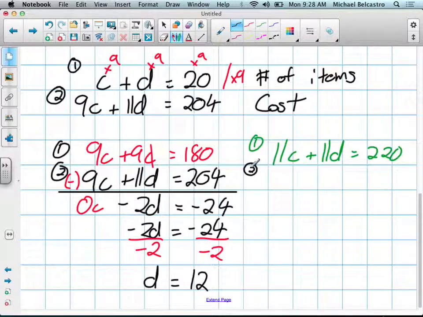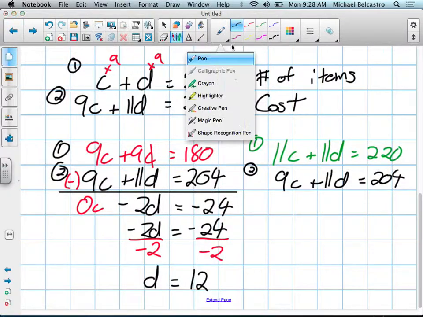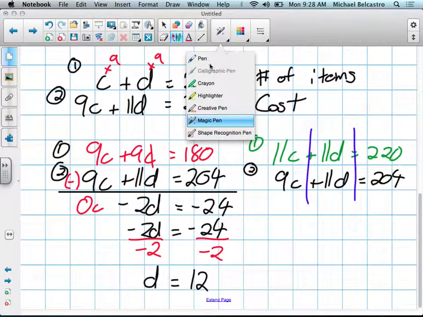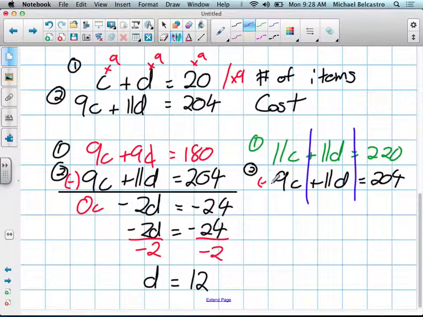This time I'm trying to eliminate the D. So I need to make the coefficient 11 in this one. Okay? So we have 9C plus 11D equals 204. Again, because these are both positive, my 11Ds, I'm going to have to subtract in order to eliminate.